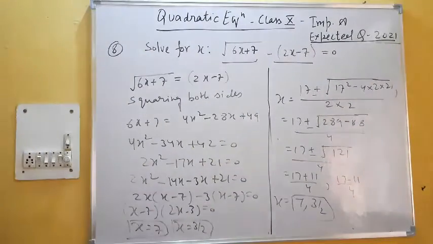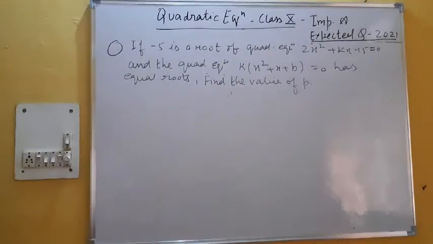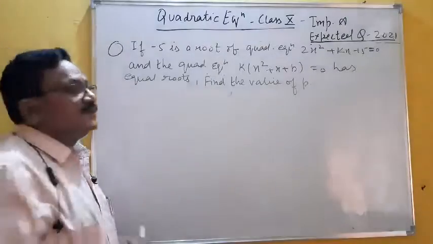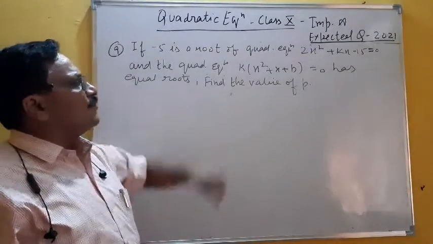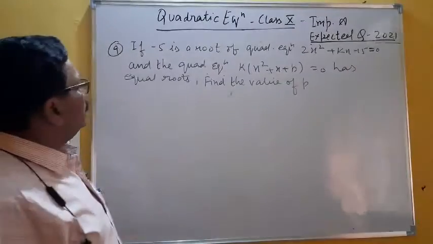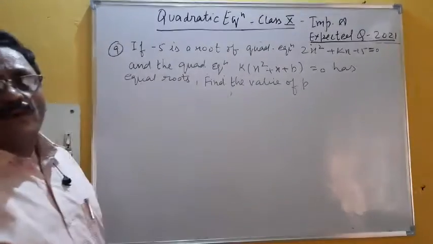Okay, now you can perform it. Now see the next. This is question number 9. If minus 5 is a root of the quadratic equation 2x square plus kx minus 15 is equal to 0, and the quadratic equation kx square plus x plus p has equal roots, find the value of p.